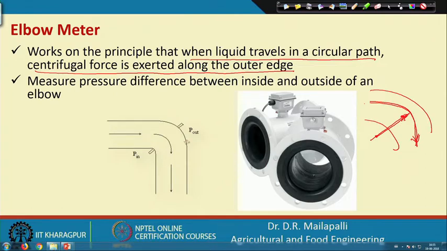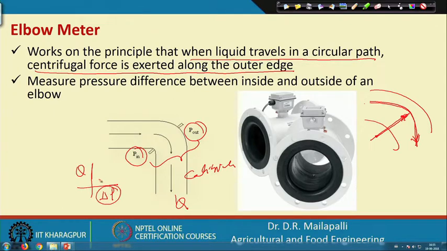So, here the P out and P in, the differential pressure, which is the pressure difference between inside and outside in the elbow, is being calibrated. So, knowing the discharge and creating the different pressure differences, we will give the delta P and Q. So, knowing the pressure difference, you will get the discharge.